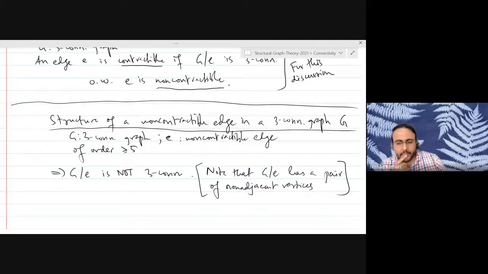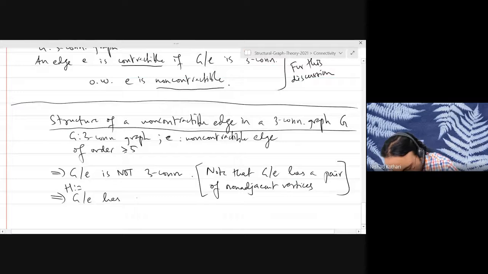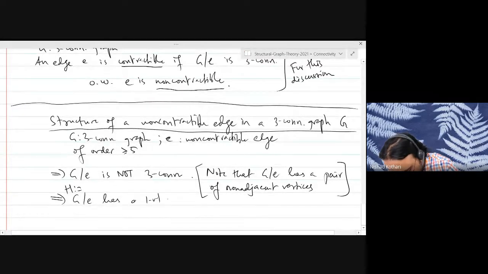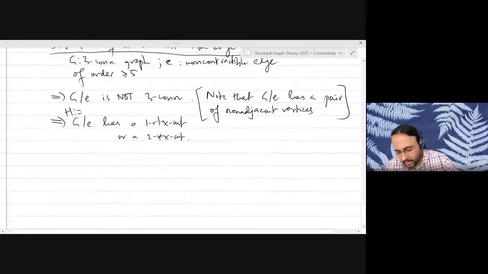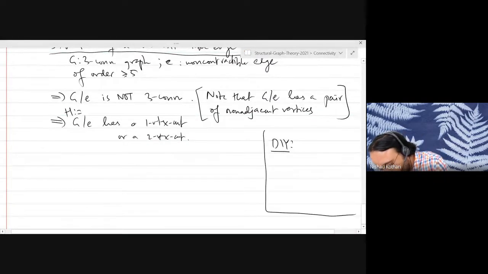Okay. Good. So how is it not 3 connected? Well, the only way it is not 3 connected is because there is either a 1 vertex cut or a 2 vertex cut. This implies that G contract E, let's call this graph H, has a 1 vertex cut or a 2 vertex cut. I will give it to you as a do-it-yourself exercise that the graph cannot have a 1 vertex cut. That is very easy to prove.